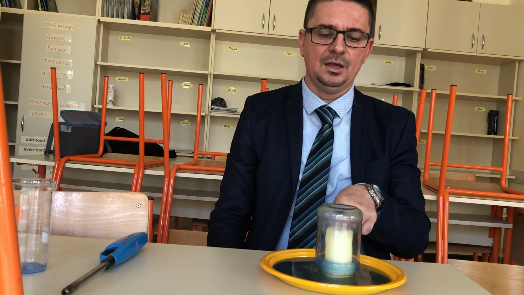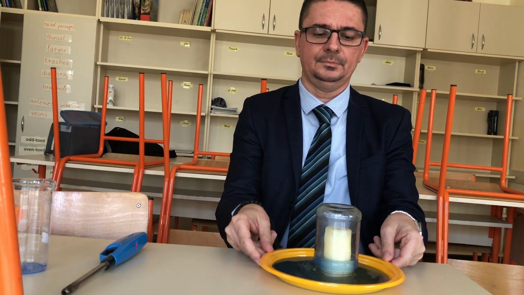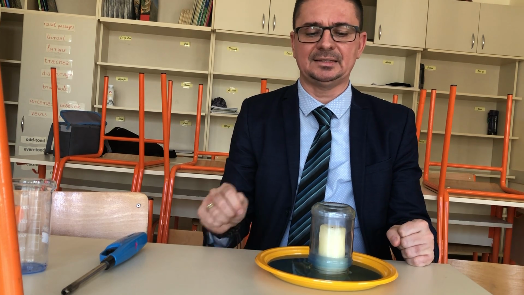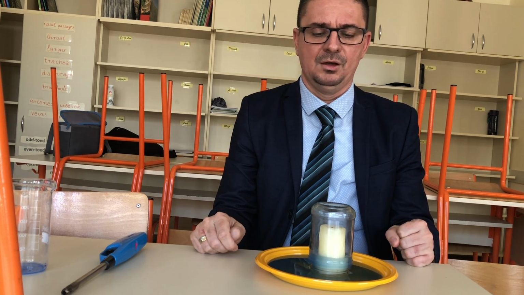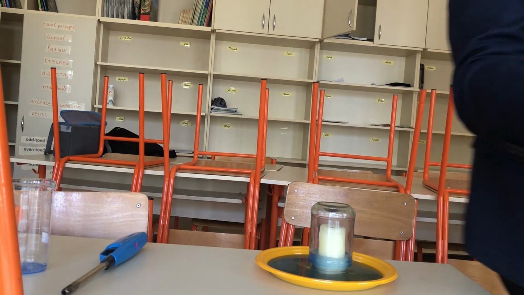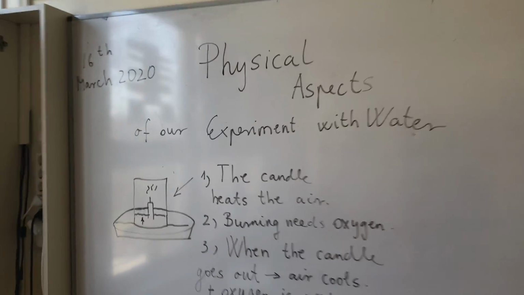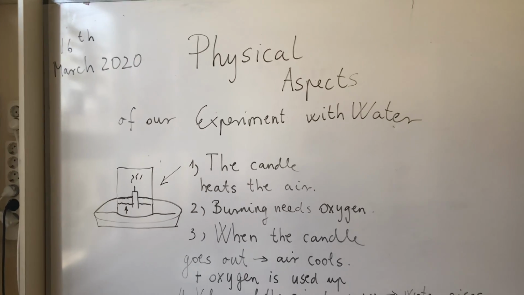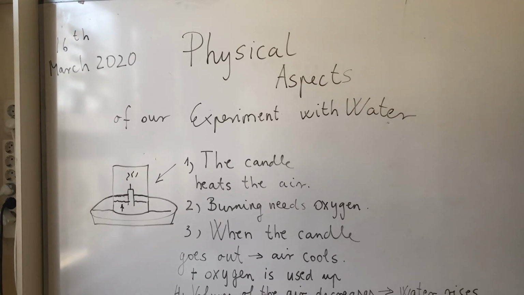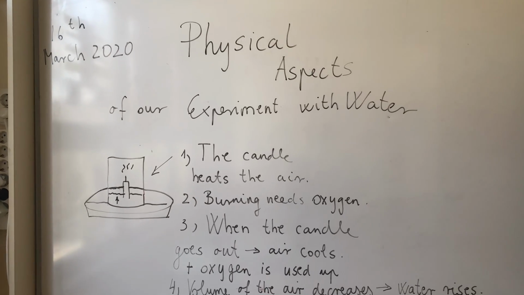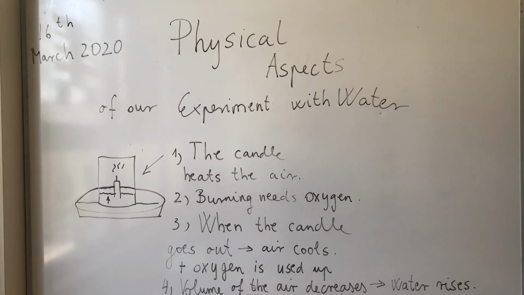Let's see. Hopefully you can see it well, that the water level rises instantly in the jar. Why? What happened here? And hopefully you can see the whiteboard now, where I summed up all the happenings of this experiment. So what are the physical aspects of our experiment with water?